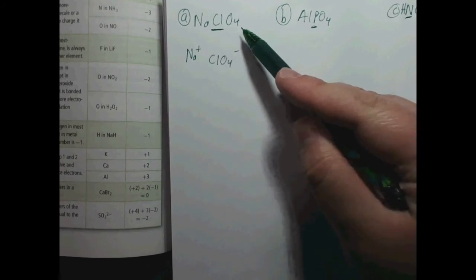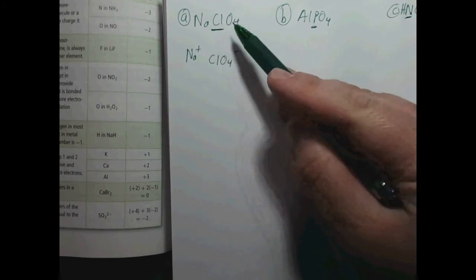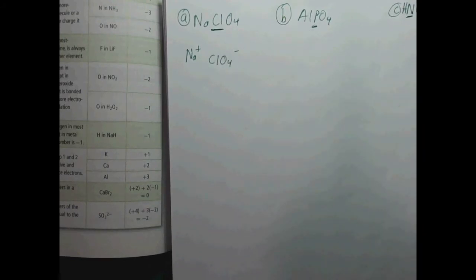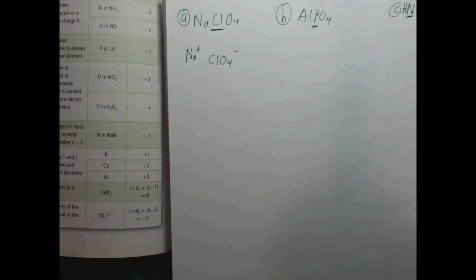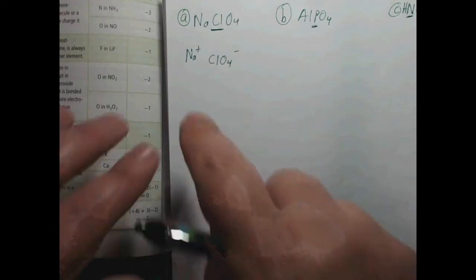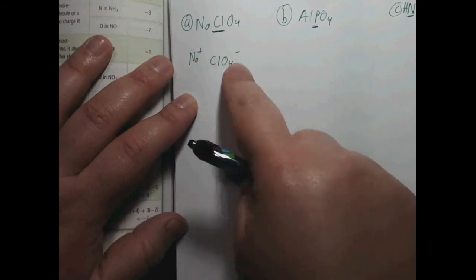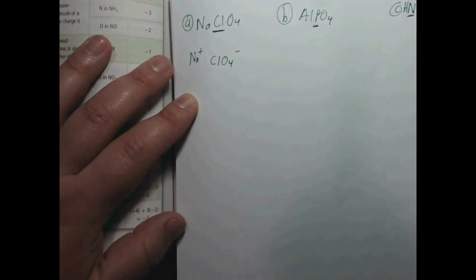Sodium perchlorate. ClO4 is a polyatomic ion. You're going to need to use that chart. I'm pretty sure it's page 221 in the book. I'll get a picture of it later. Alright? Chlorine, O4. Or you can find it online too. So sodium, 1 plus, perchlorate has a 1 minus charge.